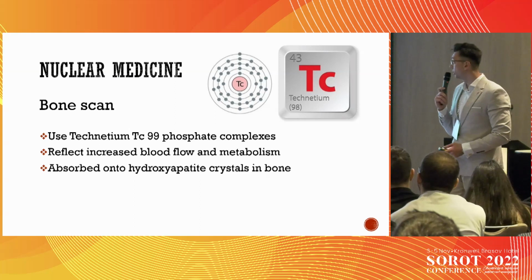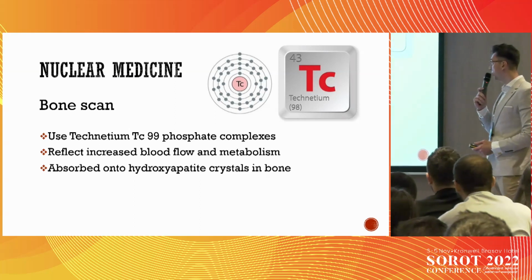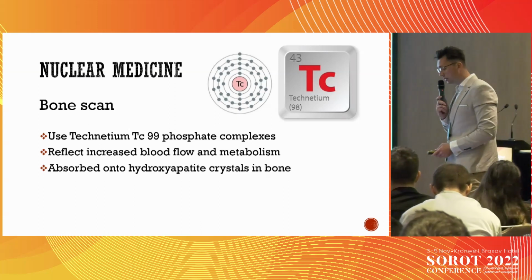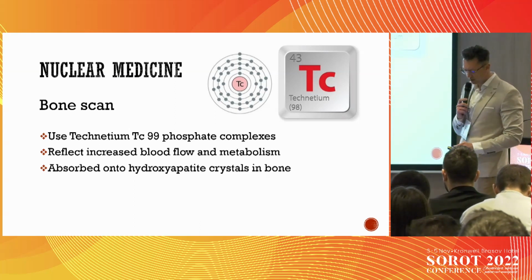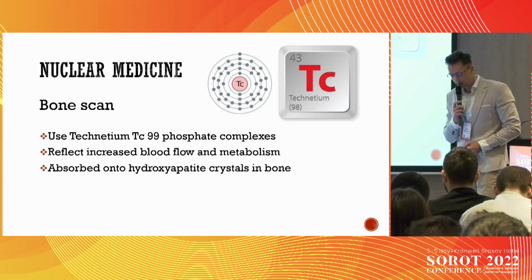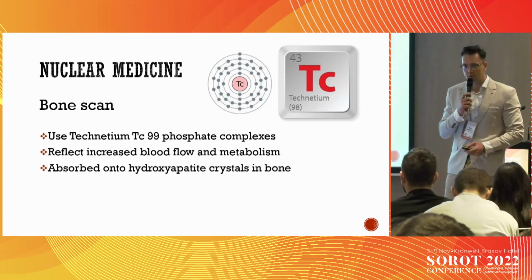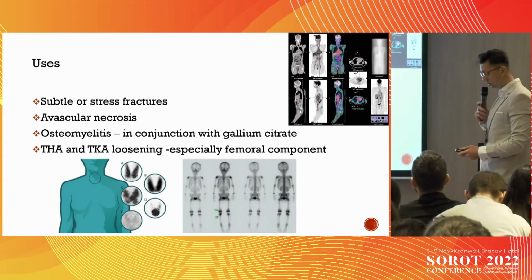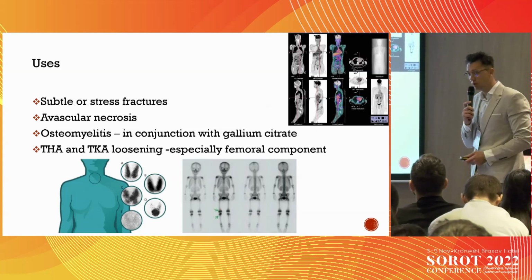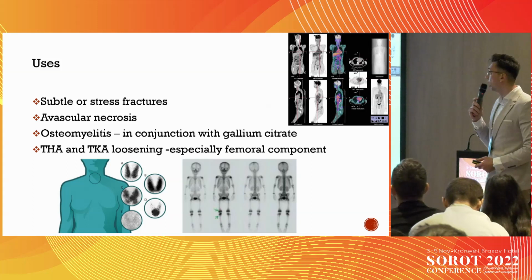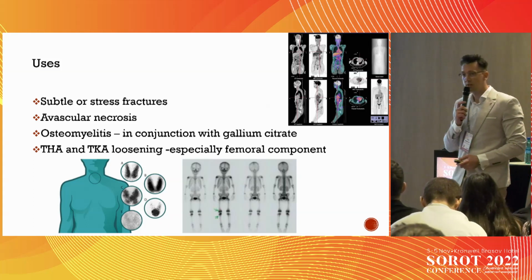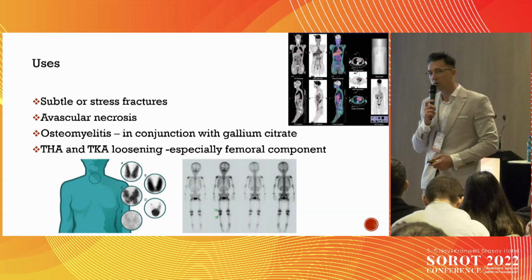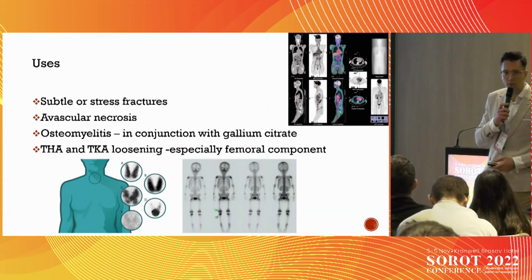Nuclear medicine, bone scan, technetium scan, uses technetium-99 phosphate complex. It reflects the blood flow and metabolism, so it is absorbed on the hydroxyapatite in the bones. We use it to detect stress or subtle fractures, avascular necrosis, osteomyelitis, and also in total hip and knee arthroplasty, we detect loosening, especially of femoral components.